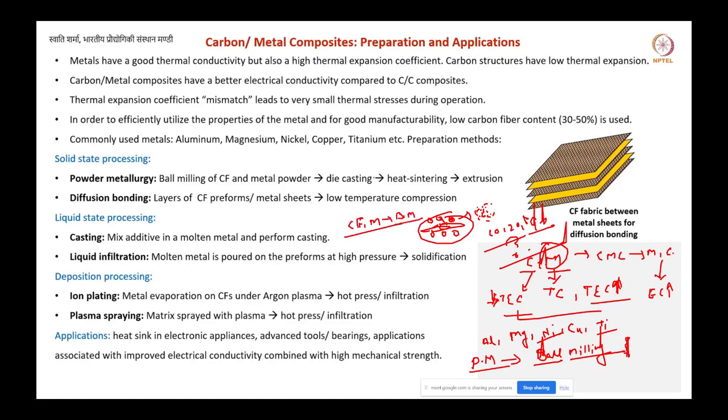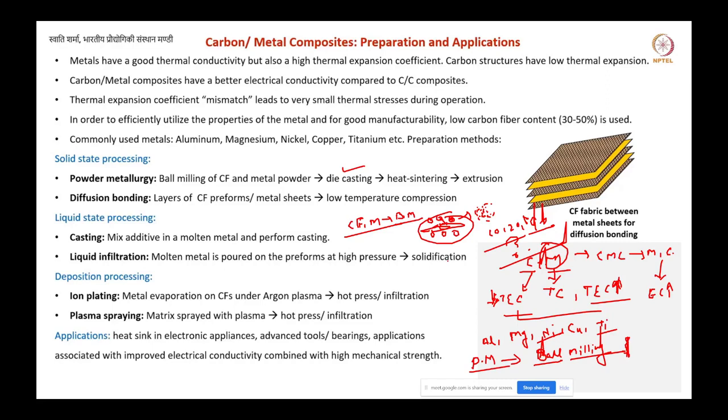After this ball milling you will do the die casting. This is also one kind of casting process. If you don't know, you can read any casting book. There you can understand all kinds of casting, like die casting or different kinds of casting processes, or the molding also.